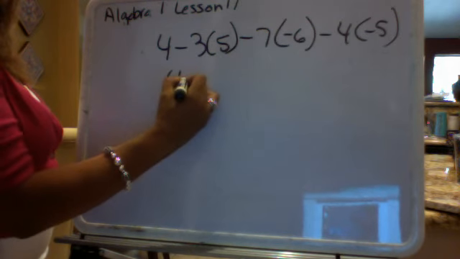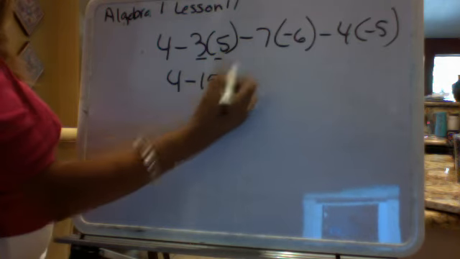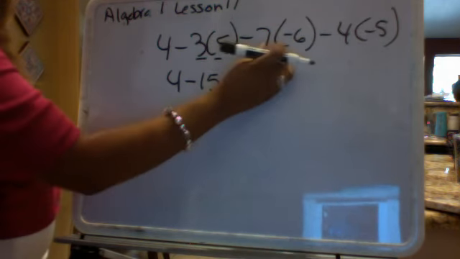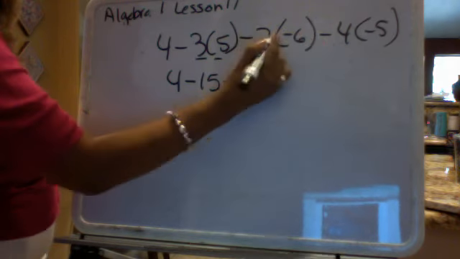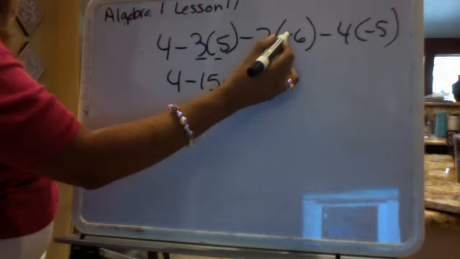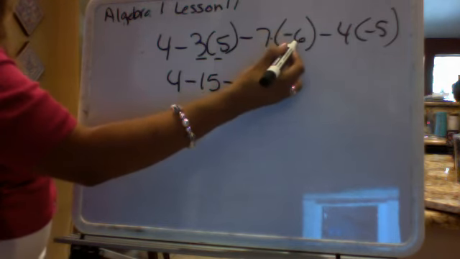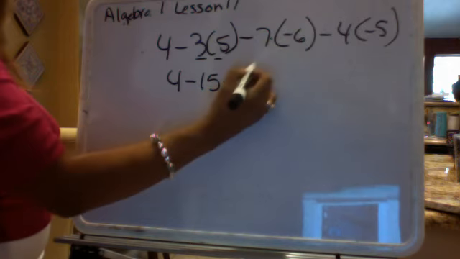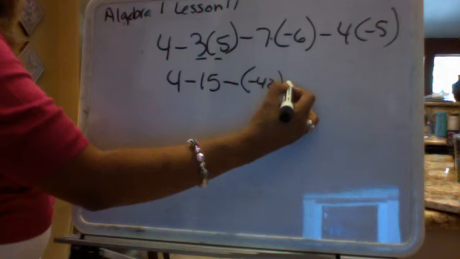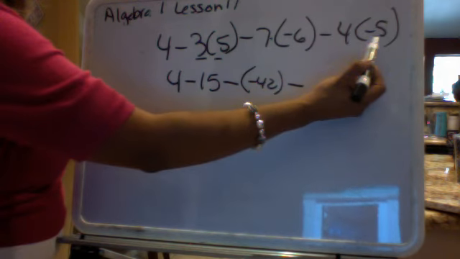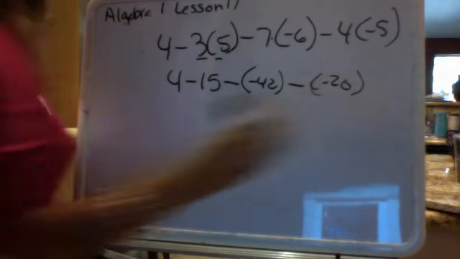So we're going to do 4 minus, what is 3 times 5? 15. Then we've got a minus. Then we've got a 7 times a negative 6. Well, this is in parentheses. Doesn't this mean multiplication? This now is a sign. We don't do 7 minus 6. We do 7 times a negative 6, which is simply what? A negative 42. Minus, you have a 4 times what? A negative 5. That's a negative 20.